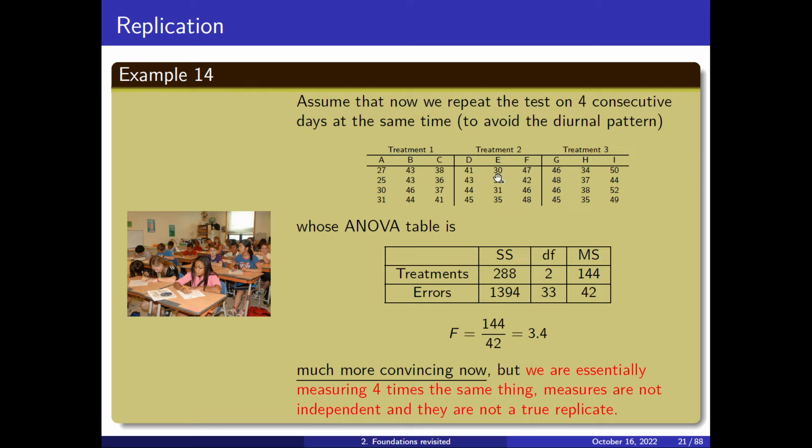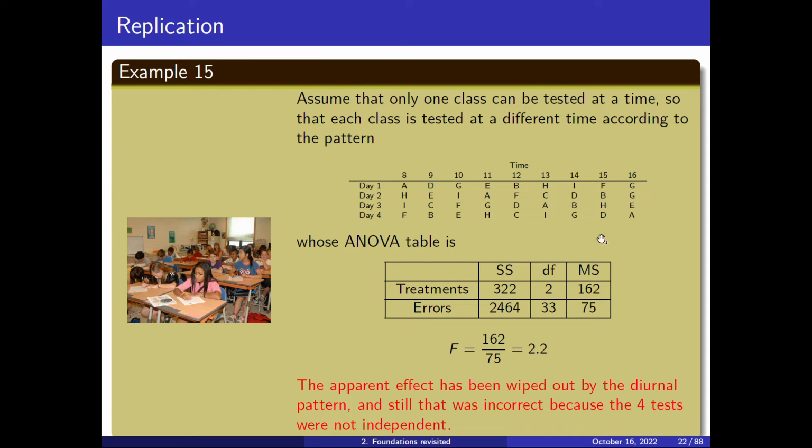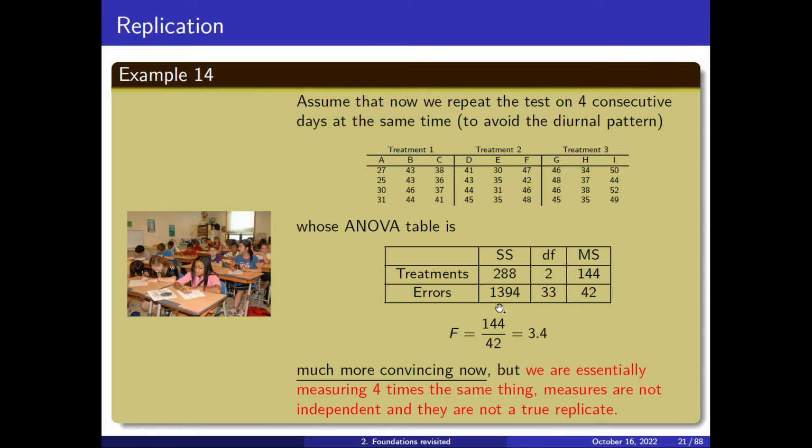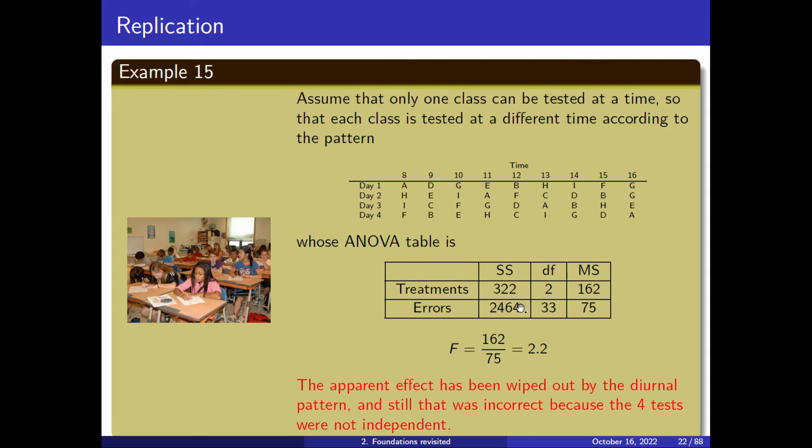First problem is that we are measuring the same class 4 times, which we already know shouldn't be done. The second problem is that, because we are not doing the exam at the same time, there is much larger variability. So these errors are much bigger because of this variability over time. So now something that was significant is not significant. So still, we shouldn't measure the same class 4 times.